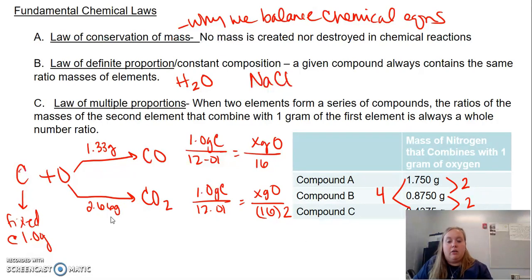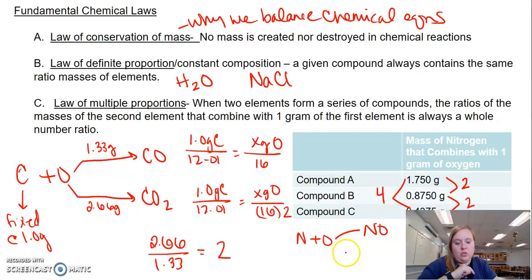So what the law of multiple proportions says is that if you have this one element, carbon for example, fixed at 1 gram, in each of these 2 options the ratio of your oxygens is going to be a whole number. To show you that, if I take the oxygen in the second one versus the oxygen in the first one, 2.66 over 1.33, you get 2. So that's your whole number ratio. The ratio of oxygens is always 1 to 2.